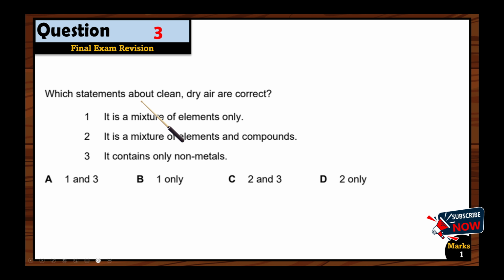Question number 3. Which statement about clean, dry air is correct? It is a mixture of elements only. No, that's wrong because it contains oxygen, and it also contains carbon dioxide, and carbon dioxide is a compound, right? So let's see now option number 2. It's a mixture of elements and compounds. Yes, that is correct. And number 3, it contains only non-metals. That is wrong. So it's actually made up of elements and compounds. So option number 2 is right.